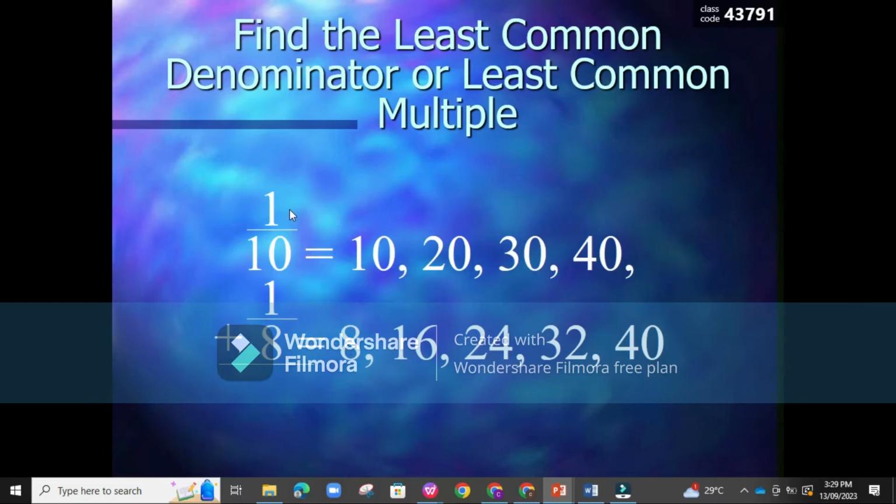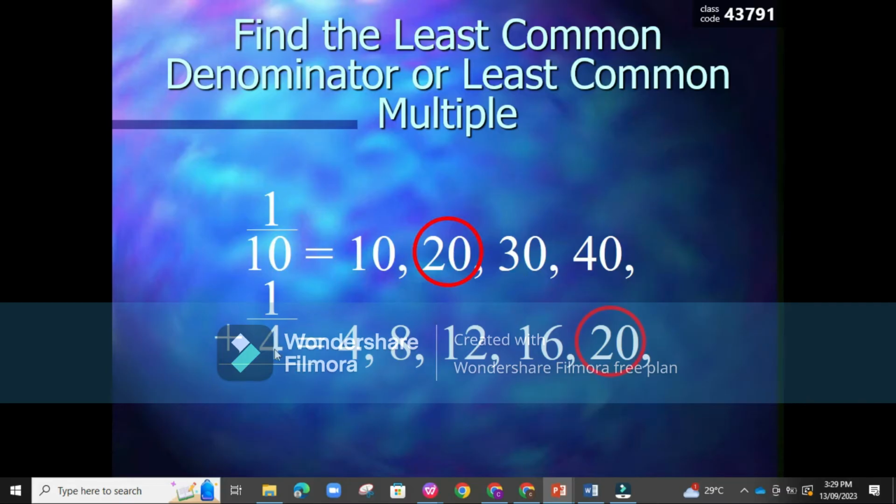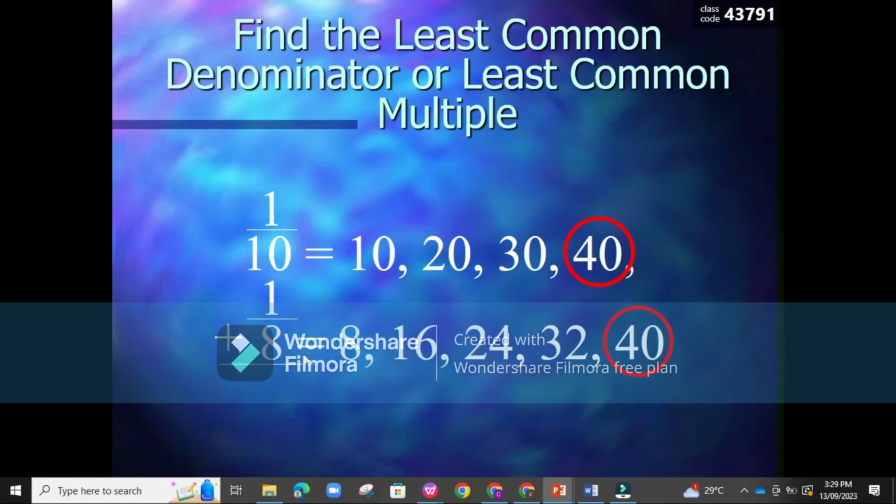And the next, 1/10 and 1/8. So again, 1/10, 10 is the denominator here. List down all the multiples. We have 10, 20, 30, 40. And 1/8, the multiples of 8, we have 8, 16, 24, 32, and 40. So the least common multiple is 8.